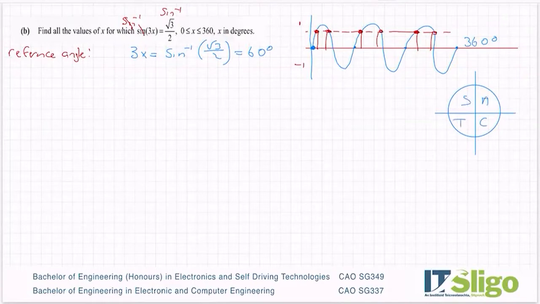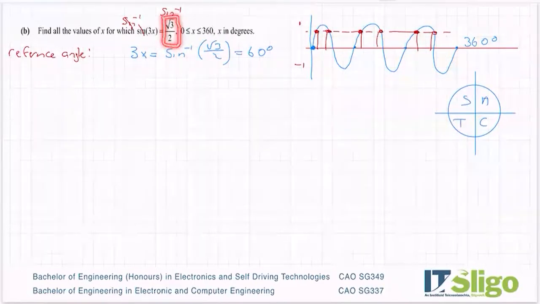Why? Well, the number itself, root 3 over 2, tells me the size of my reference angle. The sign in front of root 3 over 2 tells me the location within CAST. So where is sine positive? Sine is positive here and here. So quadrant 1, quadrant 2.